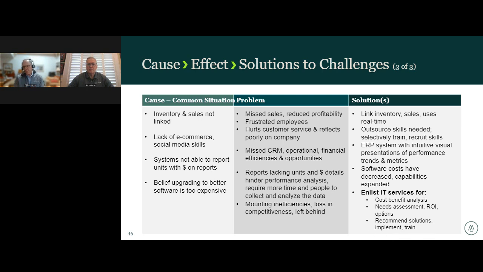And if you want, they can recommend solutions. You can do this in phases. Say, hey, help us negotiate with providers. Help us implement the system and help us train our people. And this is an area that Mike's team, our technology team, is very, very adept at.